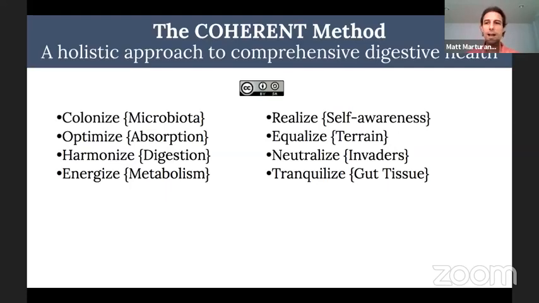And the fifth component of the Coherent Method is realizing self-awareness. And this is really where the whole mind-body component comes in. And so a lot of times, again, people might be having difficulty with their moods or with their memory, and they may not have any idea that this could be connected to a process that's going on in their gut.